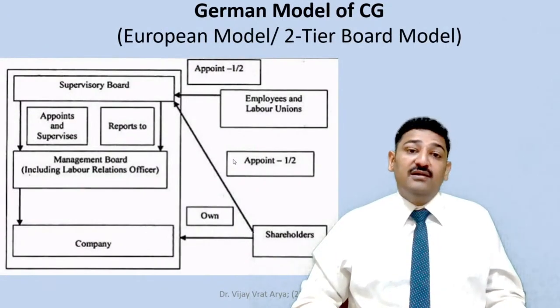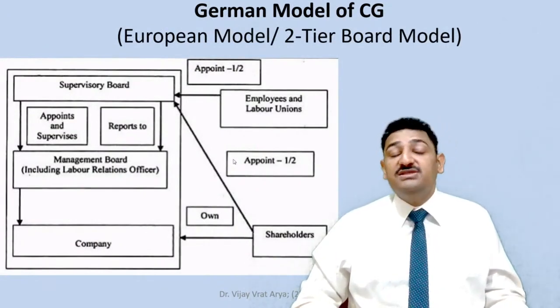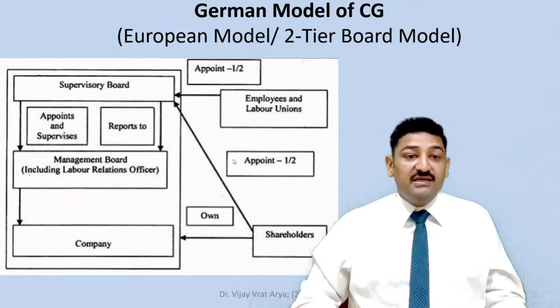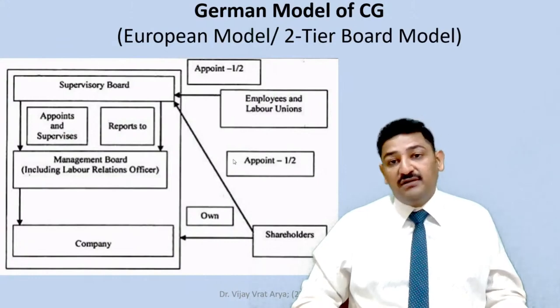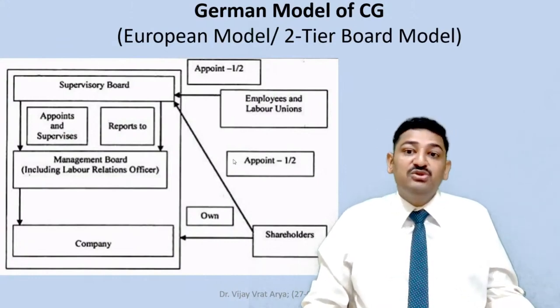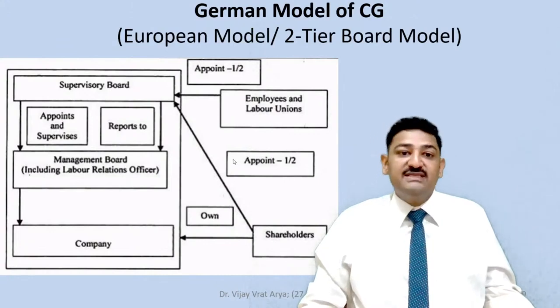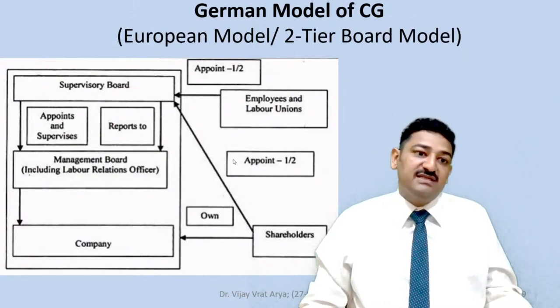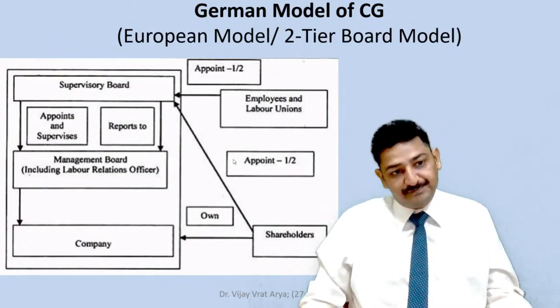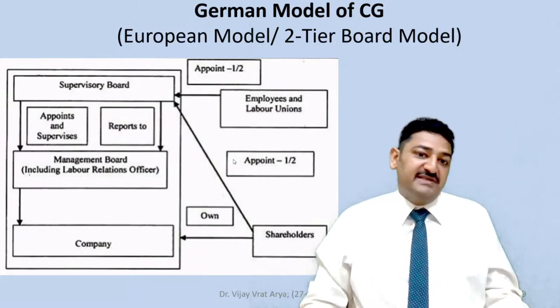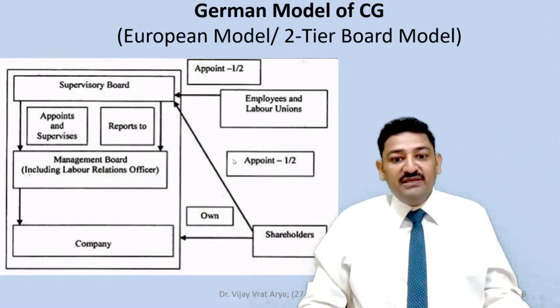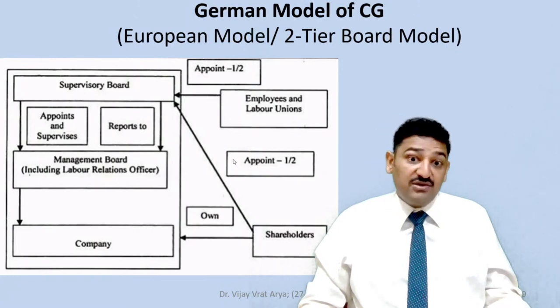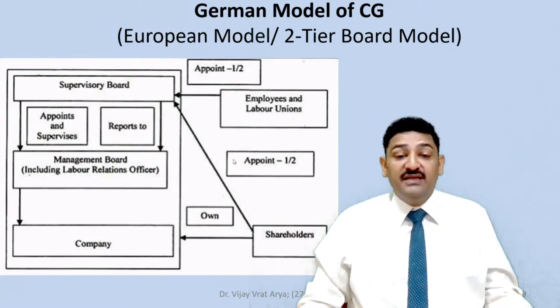The second model of corporate governance is the German model of corporate governance. It is also known as the European model, and it is also very famous by the name two-tier board model. As you can see, a two-board structure is there in the visual. One is the supervisory board, and the second is the management board. And the important aspect in this case is that not only the shareholders, who are the real owners, but also the employees and the labor union have a stake in appointing the supervisory board.